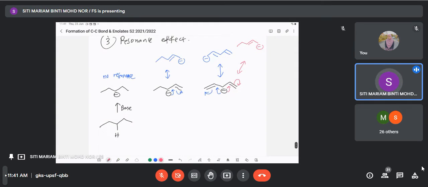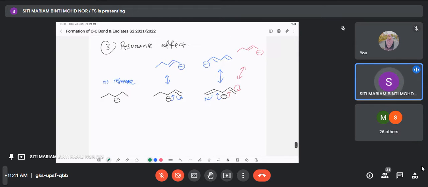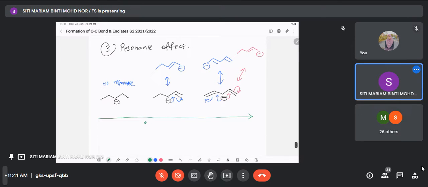Based on that, maybe I erase this one. So you should know, based on that, I can discuss the stability of these carbanions. If I draw the arrow from the left to the right, what you see here is just a point; you need to write using your own sentences. If you look at those three structures from the left to the right, in a simple way, conjugation increases, meaning the conjugated system increases in your structure.